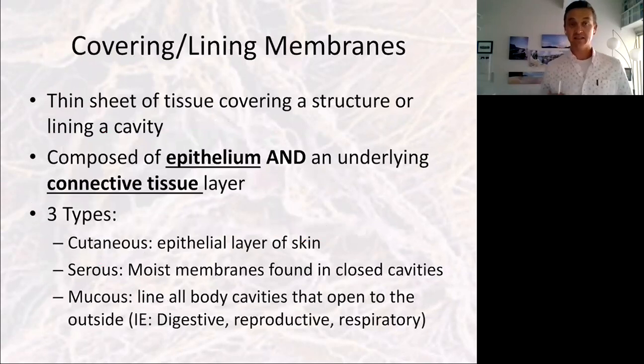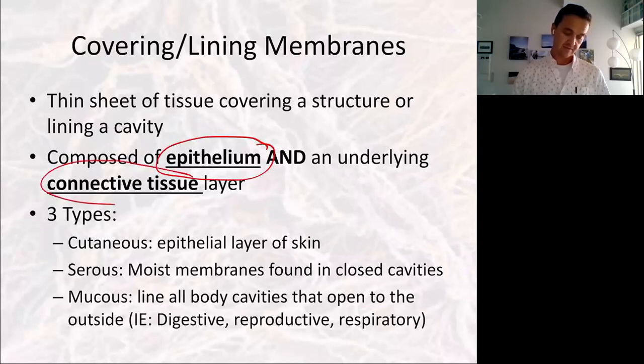Okay, and then lastly here, as we transition away from epithelial tissue and connective tissue, there's another part of our body that brings these two tissues together. And this is known as our membranes. We have lots of covering and lining membranes, and they're always composed of epithelium and a connective tissue layer. And there's three main types in the body.